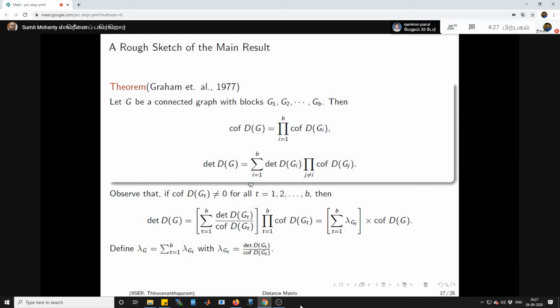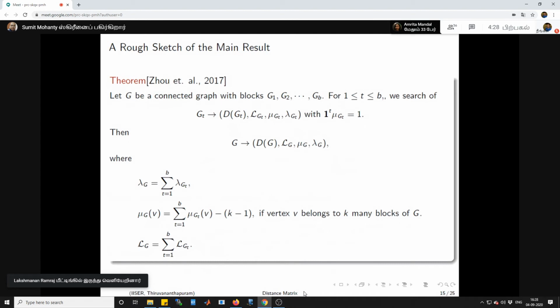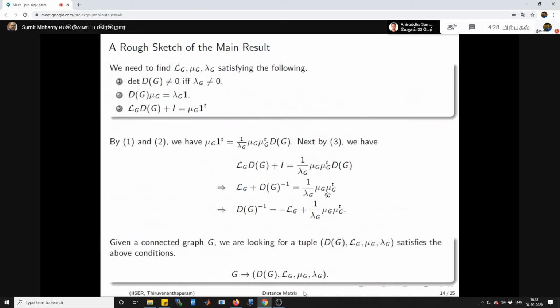Because our selection is that the cofactor of each individual block is non-zero, this is our necessary condition, otherwise you cannot define what you are doing. The cofactor of each individual block is non-zero, so for all blocks this is non-zero. Lambda G is also determinant by cofactor because you just cross multiply again. So with these choices, if we are able to establish this requisite inverse form for individual blocks, it is possible to get an inverse for this.